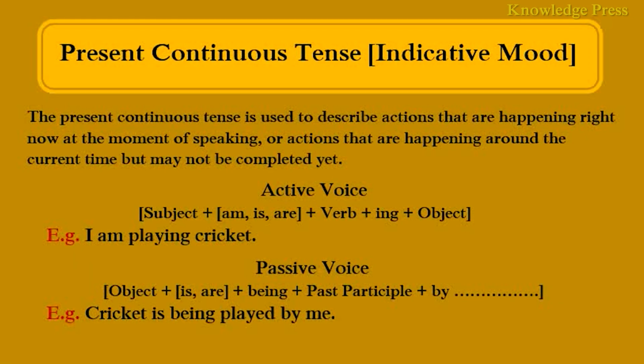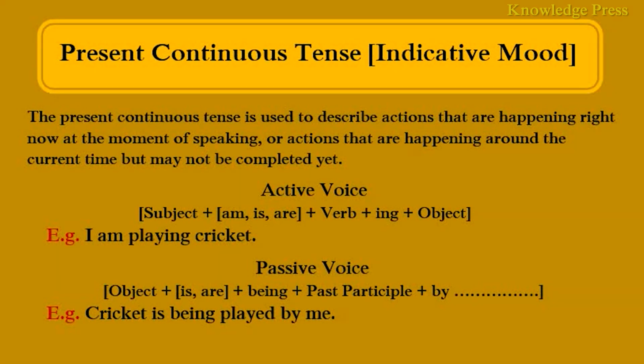Present Continuous Tense Indicative Mode. The present continuous tense is used to describe actions that are happening right now, at the moment of speaking, or actions that are happening around the current time but may not be completed yet.